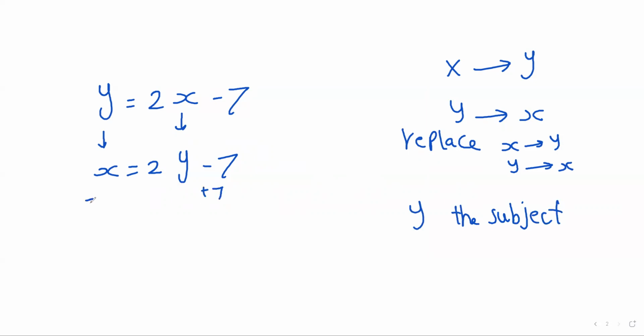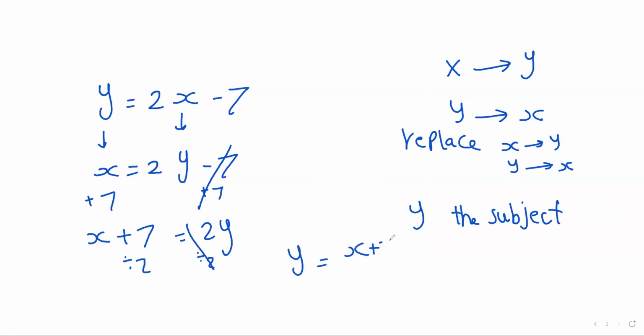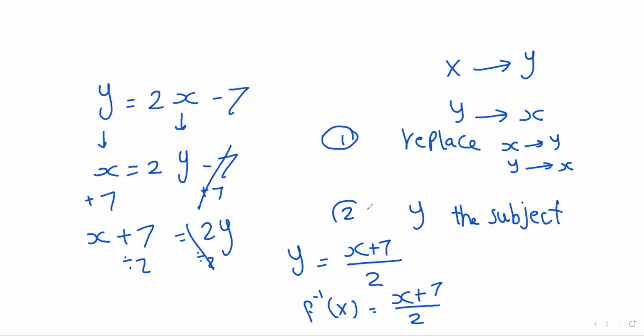How can we make y the subject? Plus 7 here and plus 7 here. Then x plus 7 equals 2y. Then divide by 2 on both sides. So y equals x plus 7 over 2. And instead of y, write f inverse of x equals x plus 7 over 2. That's the inverse function. So we have two steps. The first step, replace x by y and y by x. And the second step, make y the subject.